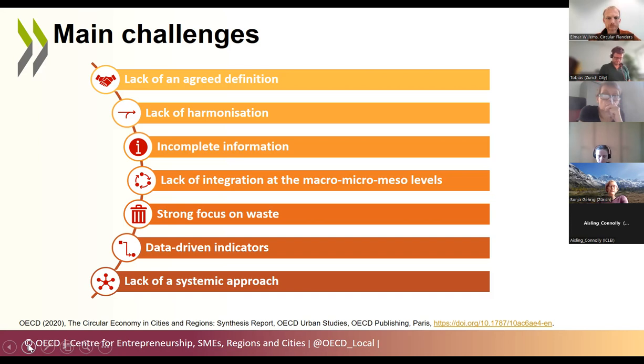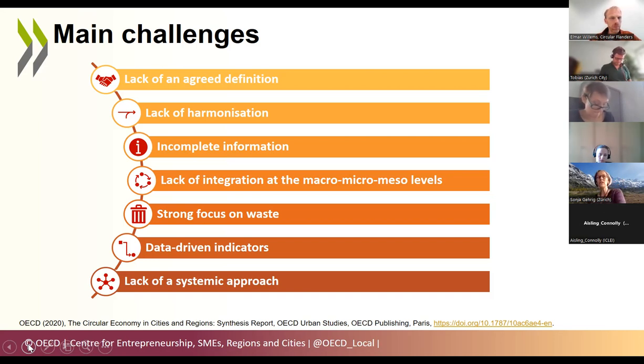Another issue would be the lack of integration at the macro, micro, meso level. So sometimes it's difficult to use indicators that are being designed for national governments at the local and regional level. So it's not always easy to make these comparisons.